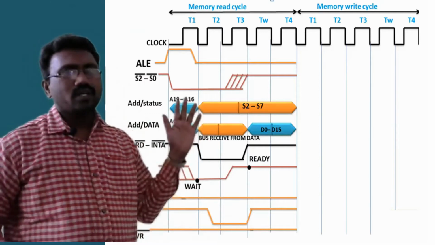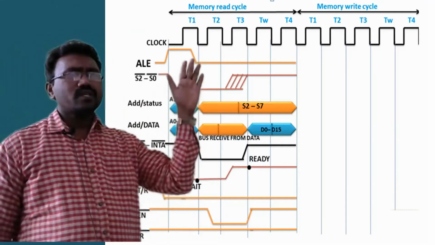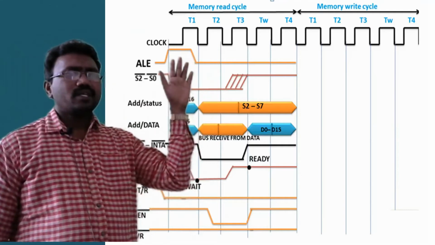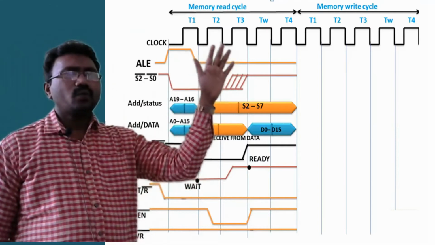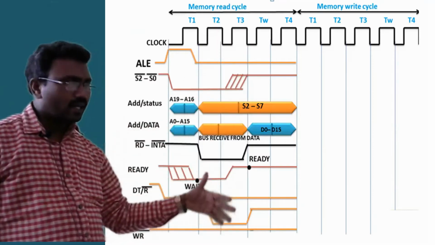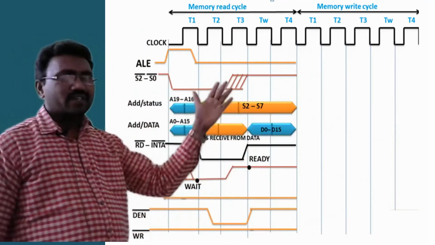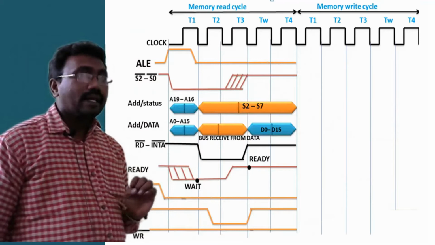Coming to the memory read cycle, the processor cycle basically contains 4 clock cycles: T1, T2, T3, T4. First we'll discuss the memory read cycle, next the memory write cycle. So what activities are involved in performing a memory read operation?